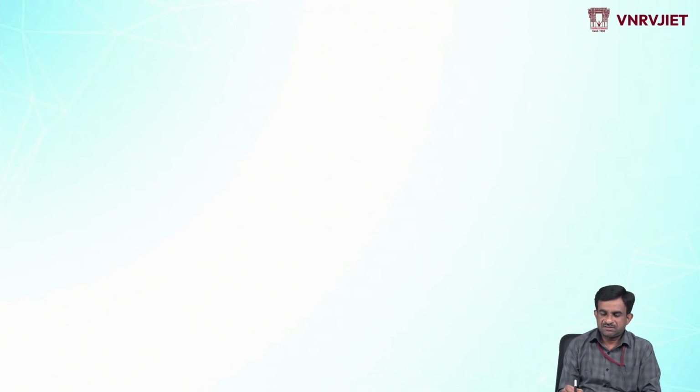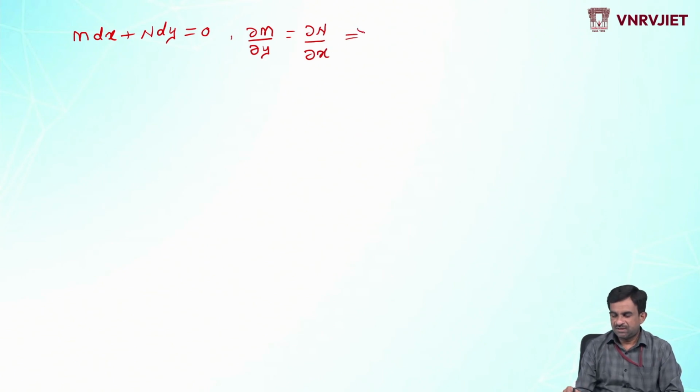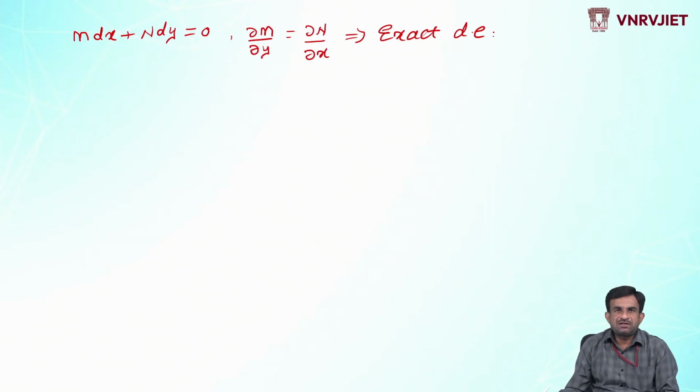Exact differential equation means, suppose the first order and first degree differential equation is given in the form M dx plus N dy equal to 0. To say that this is an exact differential equation, we have to find the derivative of M with respect to y partially and the derivative of N with respect to x partially. If both these derivatives are equal, then we can say that the given differential equation is exact.